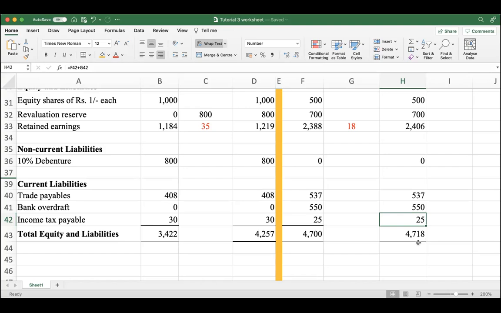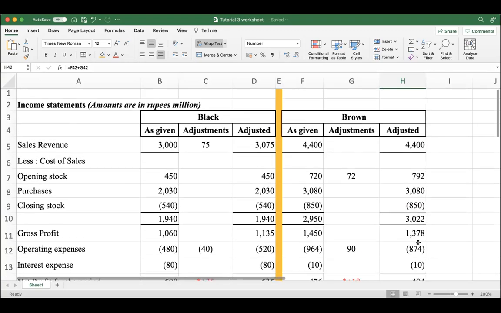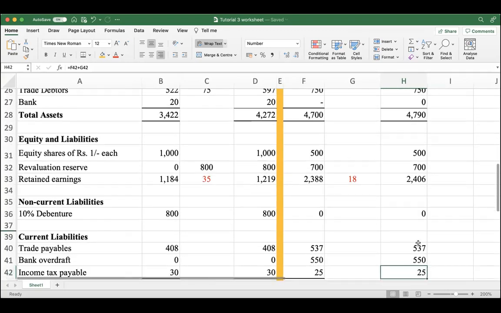We have increased the cost of sales. So all these adjustments are to make the financial statements suitable for the analysis. We haven't passed any double entries. So this is what you have to understand. Now our financial statements are suitable for the analysis.